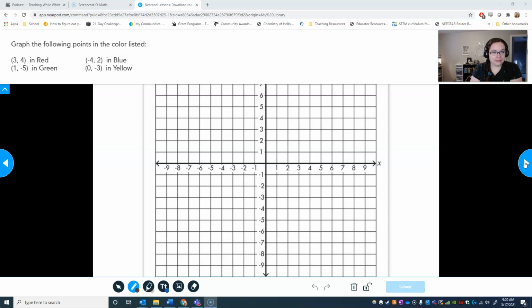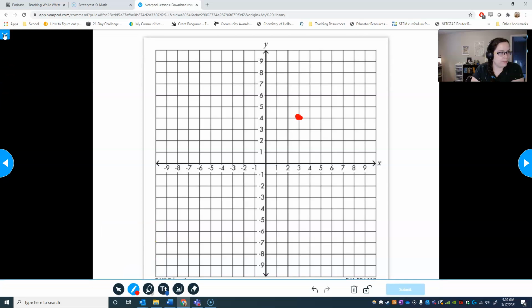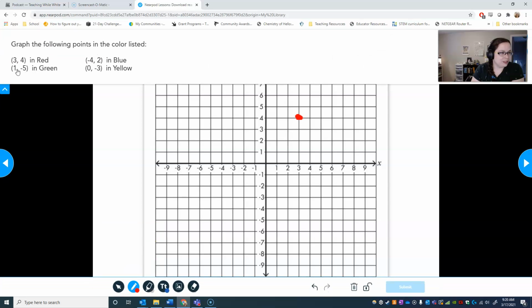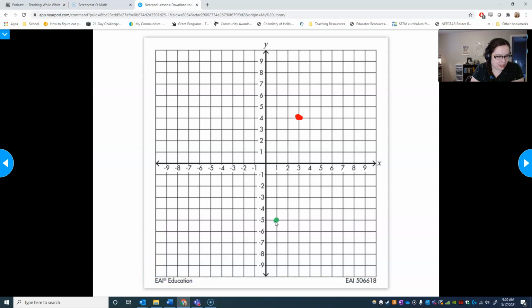Alright, so I would do this. Let's do one in red. So 3, 4 means I go over 1, 2, 3, and then up 1, 2, 3, 4. You plot the point. The second one I'm going to do is 1, -5 in green. So over 1 and down 5 puts me here.